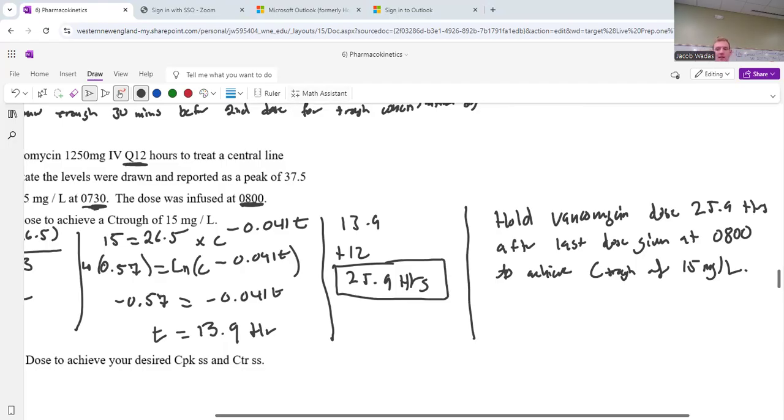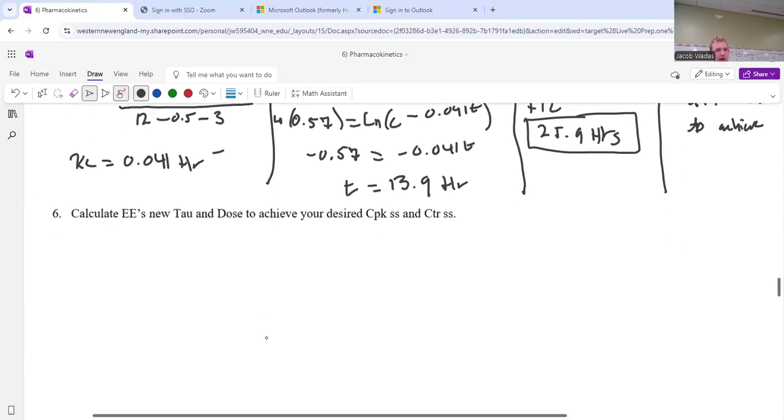All right, moving on to the next question, more individualized Vanco dosing. Okay, so calculate EE's new tau and dose to achieve your desired peak steady state and trough steady state. Remember, when calculating tau for vancomycin, you use the equation ln trough minus ln peak over negative KE, plus time of infusion plus T prime. So that T prime is just your time of infusion.